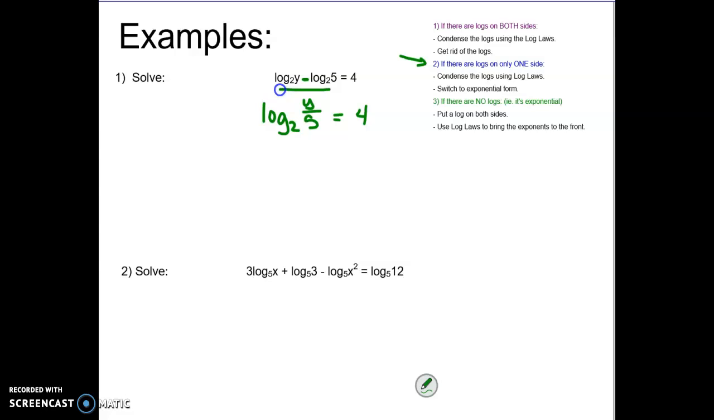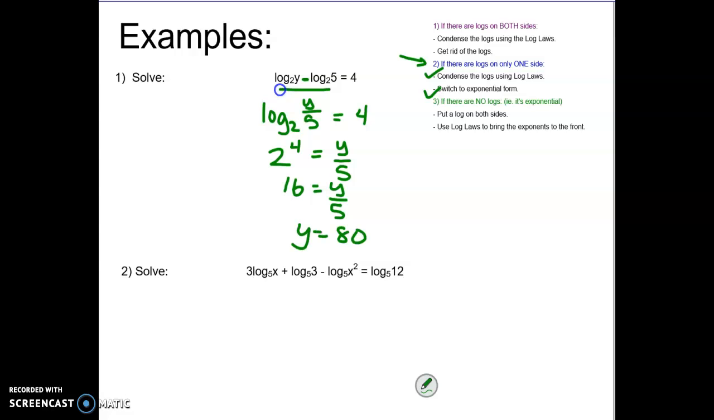Now once it's condensed as much as it can go, we're going to switch it to exponential form. So this becomes 2 to the power 4 equals y over 5. 2 to the power 4 is 16. And then we can just multiply that 5 out to get a y value of 80.